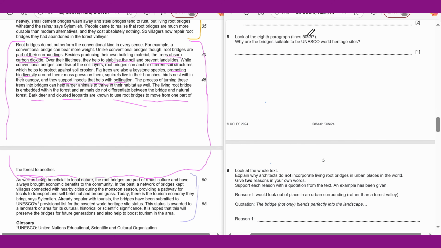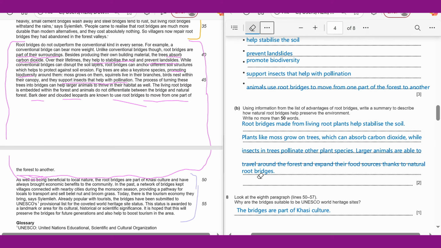Look at the 8th paragraph, lines 50 till 57. Why are the bridges suitable to be a UNESCO World Heritage Site? 10 seconds. This paragraph. Okay, let's check out the answer, guys. Well, the bridges are part of Khasi culture. So this is an example of a correct answer. If you have any other possible answer, please write in the comment section.